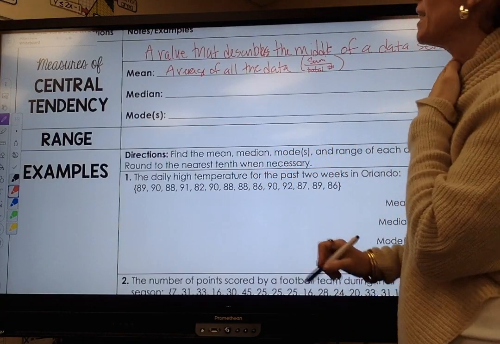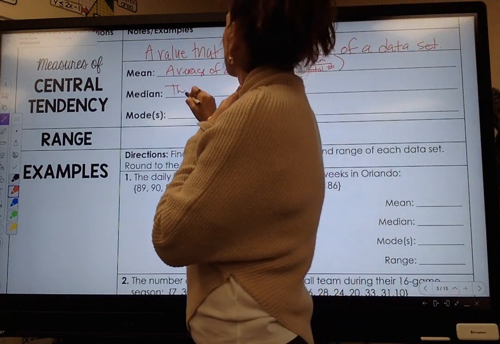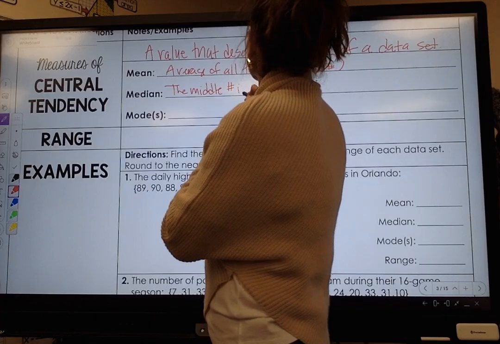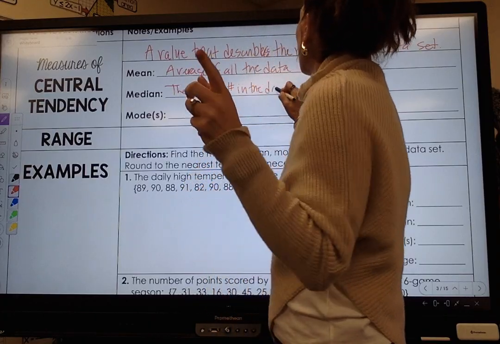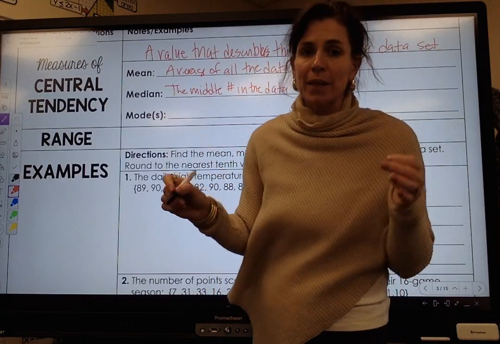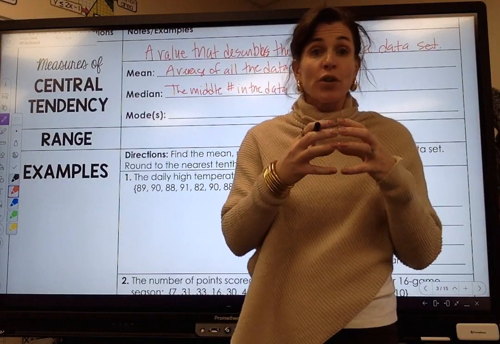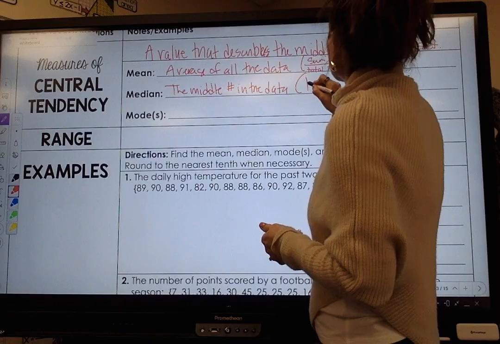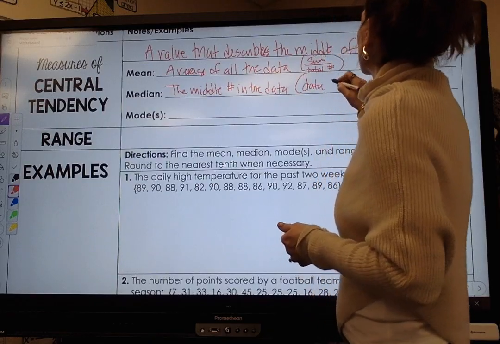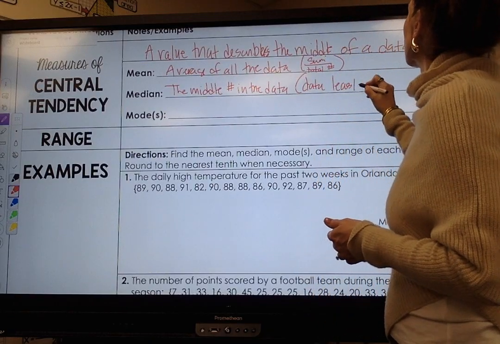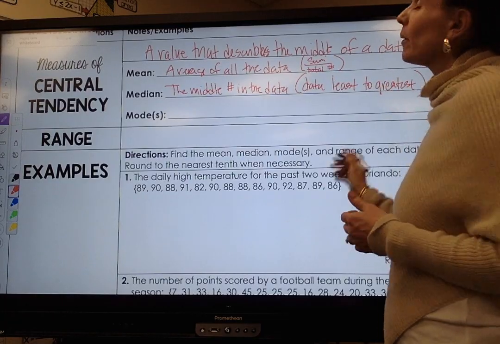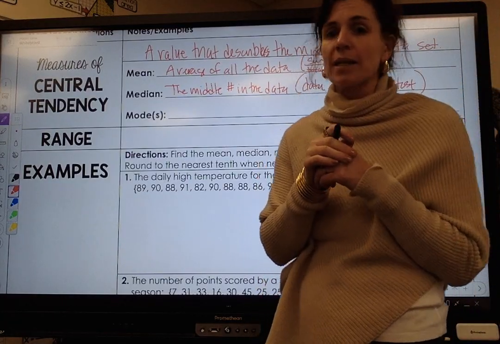And the median is smack dab in the middle. It's the middle number in the data. Now, what you have to remember about the median is that you have to order your data from least to greatest. That's the only way you can find out which one is smack dab in the middle.